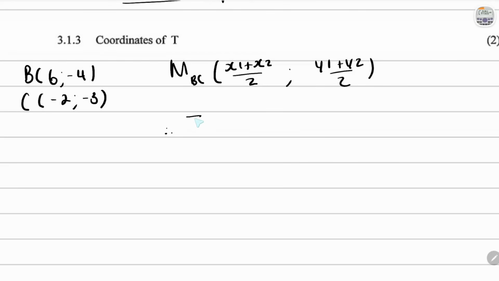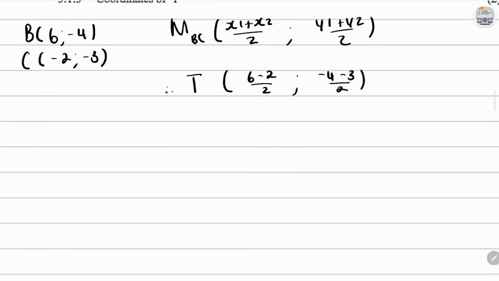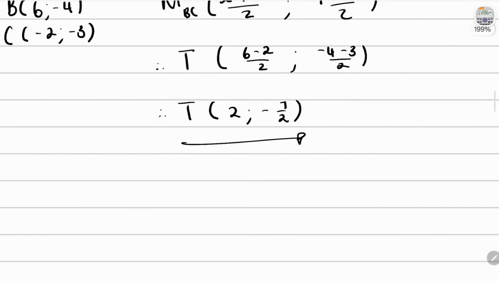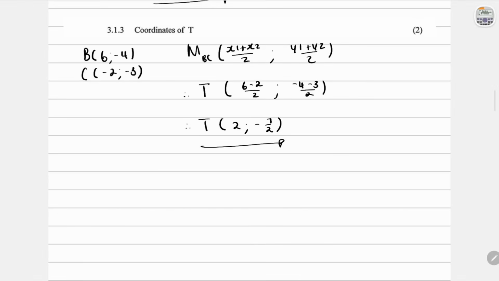So this is going to be the coordinates of T, which will be, we'll say 6 plus -2, which just becomes 6 minus 2, over 2. And then -4 plus -3, which becomes -4 minus 3, over 2. And this finally just gives us, if we say 6 minus 2, we get 4. 4 divided by 2 is 2. And these two, they just give you -7 over 2. So just -7 over 2. And that is the answer. So those are our coordinates for T.